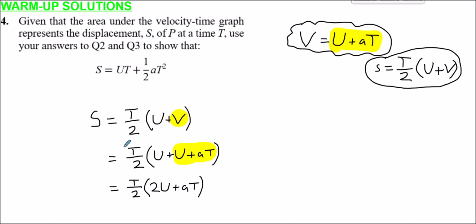Now we can expand out these brackets. So t over 2 multiplied by 2u, the 2s are going to cancel, and we're just going to be left with ut. And plus t times t is going to be t squared. So we're going to have at squared all divided by 2. So we're going to have a half at squared, which is exactly what we wanted to prove. And so we've proven that s equals ut plus half at squared.